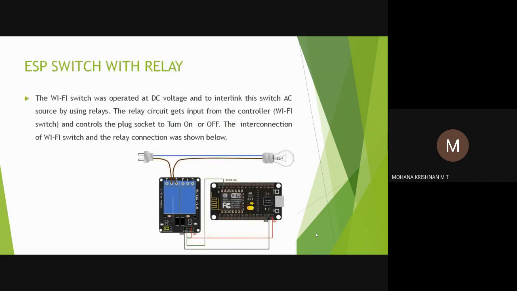ESP switch with relay. The Wi-Fi switch was operated at DC voltage, and to interlink the switch with the AC source by using a relay, the relay circuit gets input from the controller and controls the plug socket to turn on or off the interconnection of the Wi-Fi switch. The relay connection was shown.